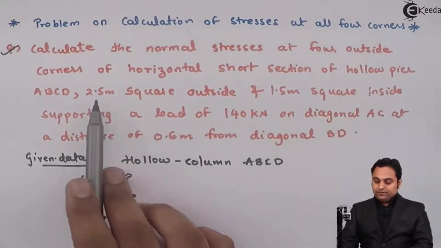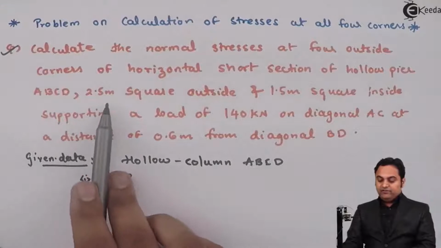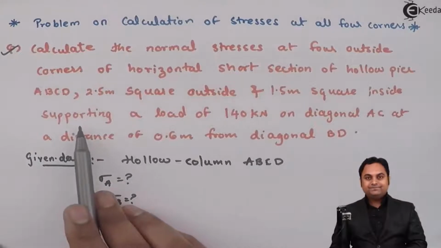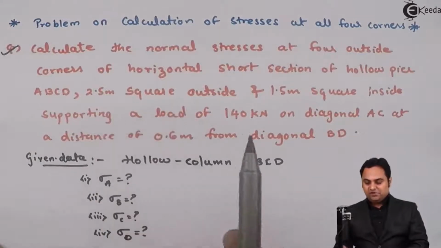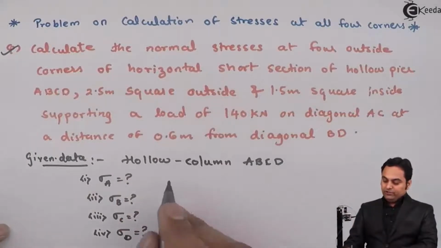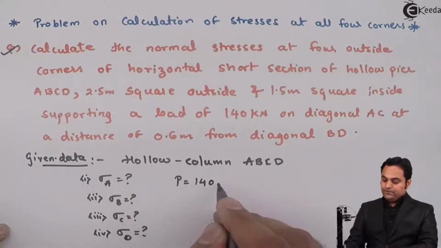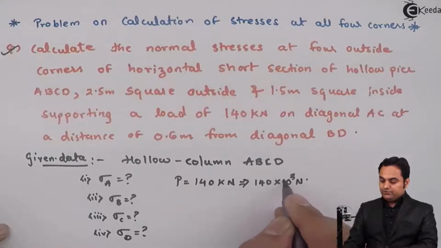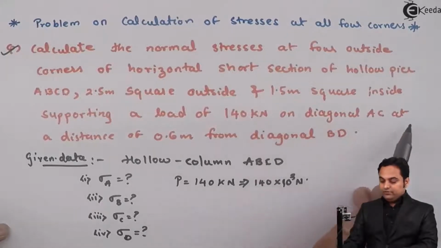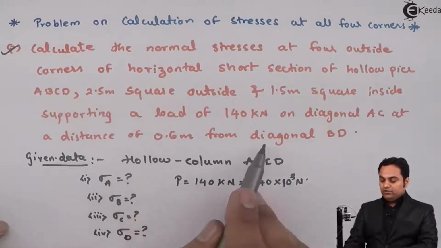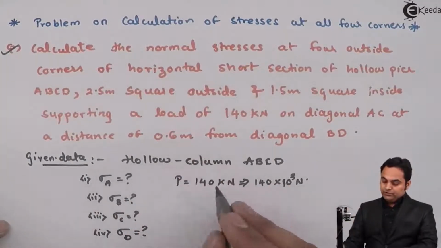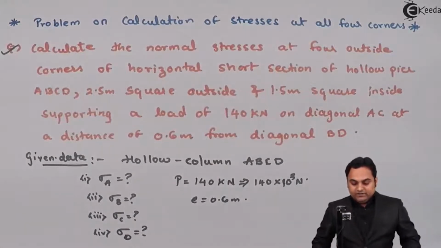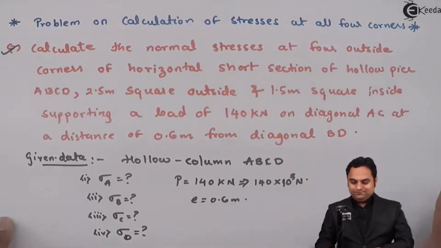It is given that a hollow pier is ABCD, 2.5 meters square outside and 1.5 meters square inside. So the dimensions of the square are given. Supporting a load of 140 kilonewton, P is 140, we'll denote the load by P. So 140 into 10 raised to 3 Newton. And the load is on diagonal AC at a distance of 0.6 meter from diagonal BD. So 0.6 is the eccentricity. Now with the data given, let us try to get the solution to this problem.